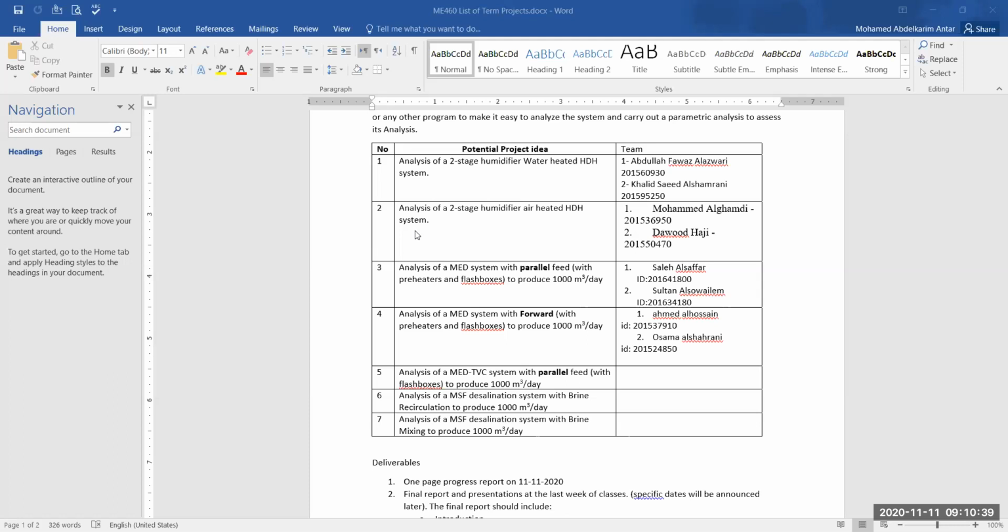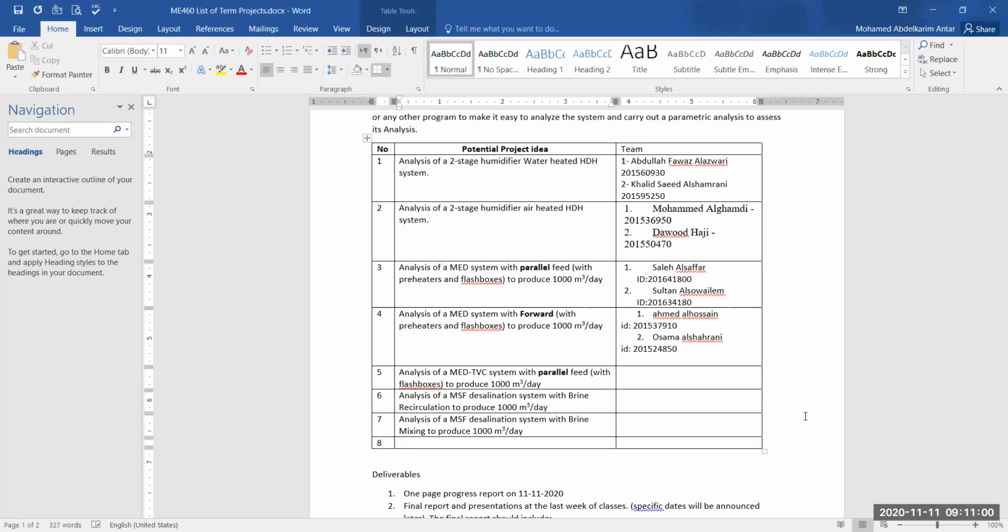So you are going to work together. You have project number 5, which is an MD-TVC system, or 6 or 7, or actually I have thought of another project, which is again an MED system with mechanical vapor compression. I'll give you the details later, but we have covered a single effect with mechanical vapor compression. This is going to be a multiple effect with mechanical vapor compression.